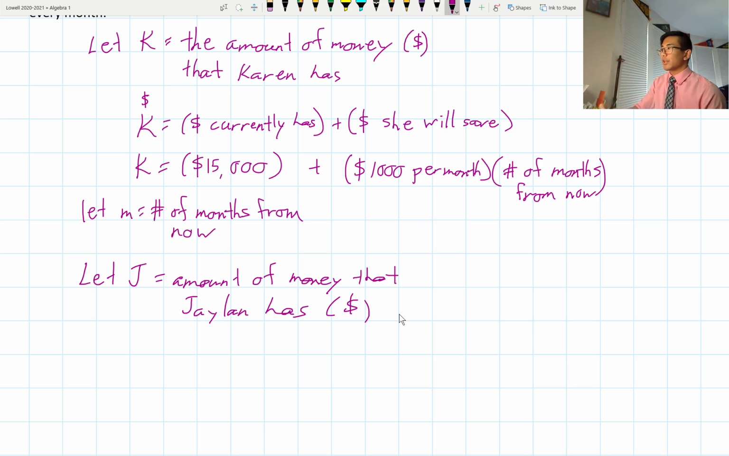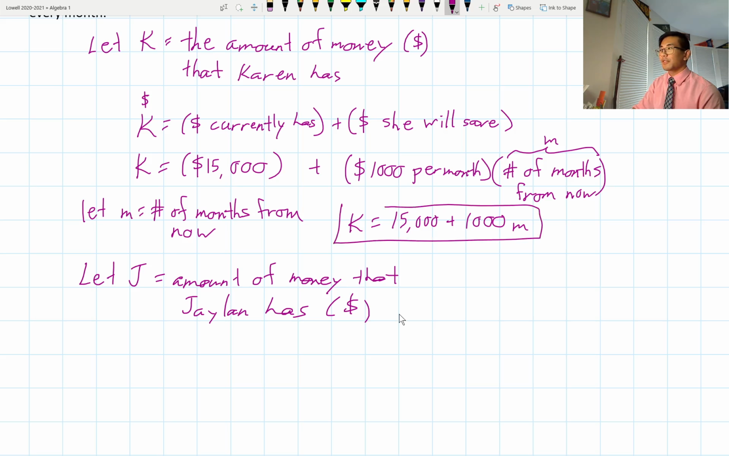Okay, and so we can now write an equation for Karen, which will say K is equal to 15,000 plus 1,000 m. Now I don't have to put all the units in there because I've laid out what all the variables mean, so I know what everything means. But that's why it is important to lay out what the variables stand for, because otherwise the person reading this might not know.